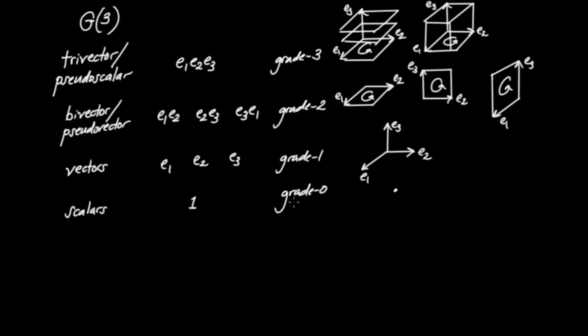Descending in our hierarchy, we have the grade 0 objects, the scalars. Those are just numbers, if you recall. And we represent these geometrically by points.